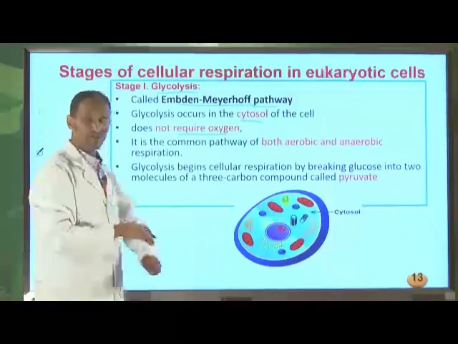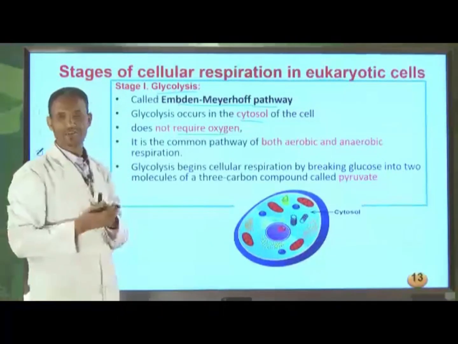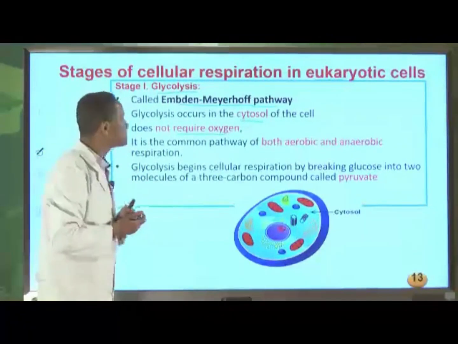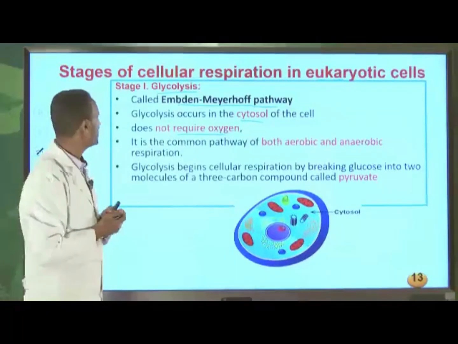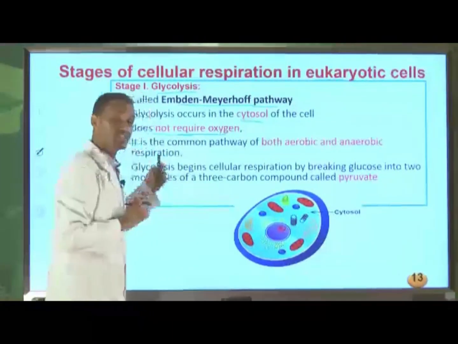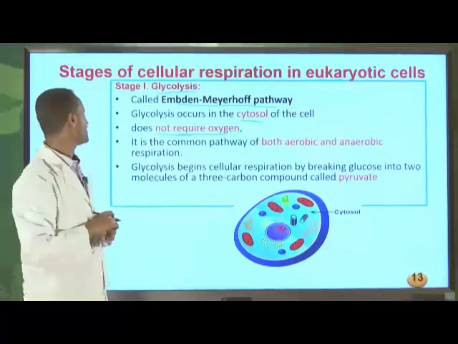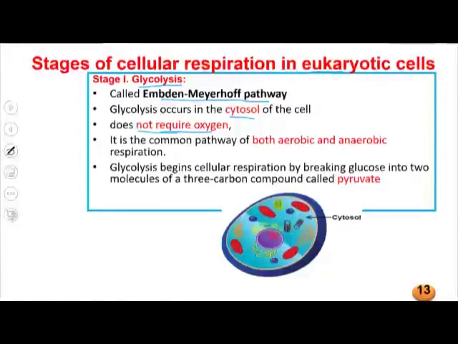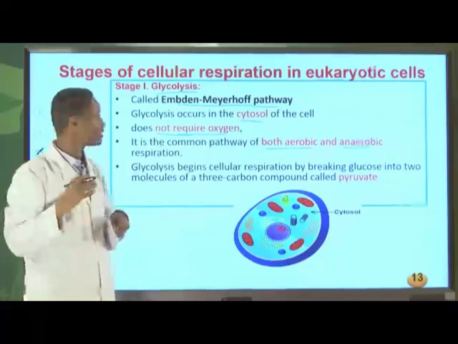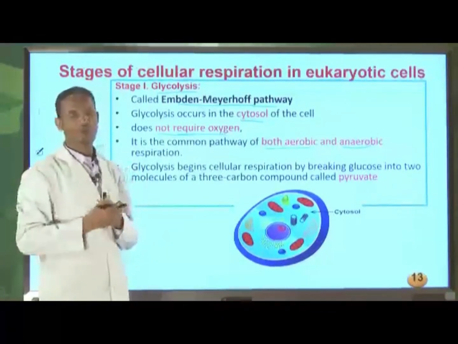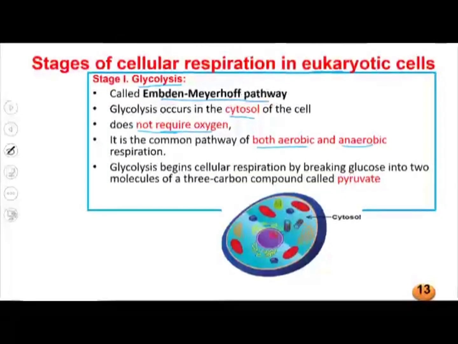In the process of cellular respiration, oxygen is important for aerobic organisms, but in the first stage of cellular respiration, that means in glycolysis, oxygen is not important. This first stage does not use oxygen, so it is the common pathway for both aerobic and anaerobic organisms. Both anaerobic and aerobic organisms can use the first stage of cellular respiration, which is glycolysis. Therefore, glycolysis is a common stage for both anaerobic and aerobic respiration.